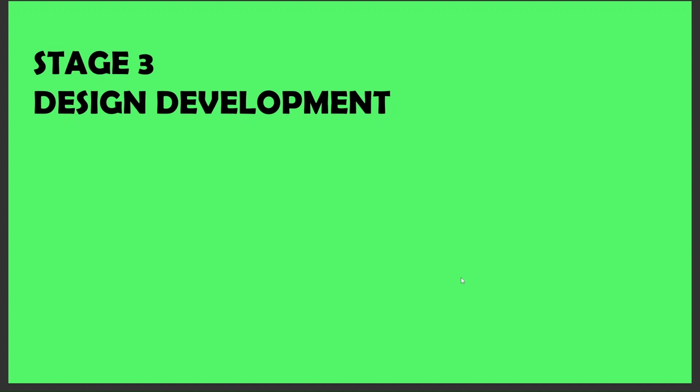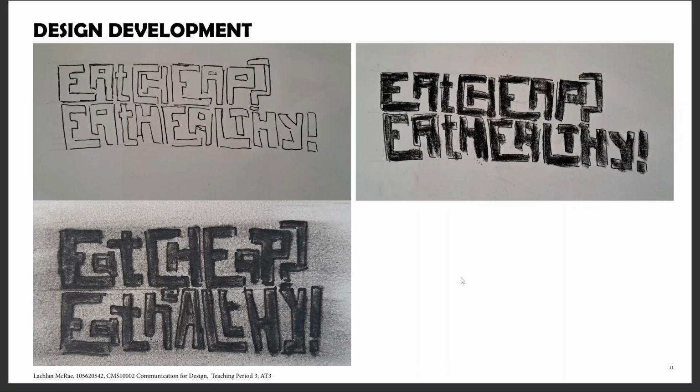Stage 3, design development. This is more development of my text, Eat Cheap, Eat Healthy. The third one is what I ended up using to Photoshop onto the wall that I was using for the super graphic.